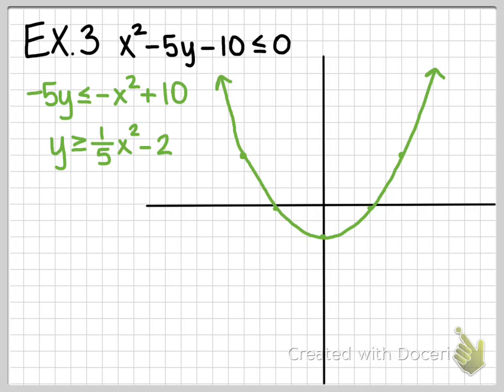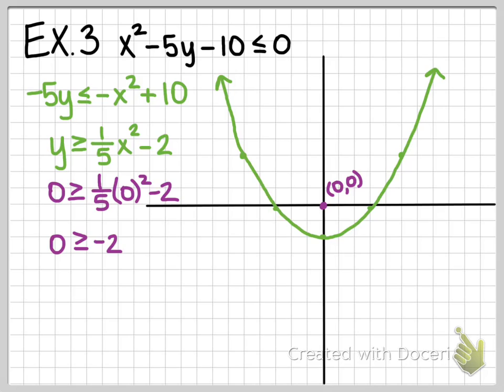Then I'm going to pick my test point, (0, 0). So I'm going to plug (0, 0) into my inequality. And I want to see, is 0 greater than or equal to 1/5 times 0 squared minus 2? If this is a true statement, I'm going to shade inside the parabola where (0, 0) came from. If it's a false statement, I'm going to shade on the outside of the parabola. So 0 is greater than or equal to -2 is a true statement, so I'm going to shade inside the parabola. So the solutions are anything on the inside of the parabola or on the line because it's equal to.